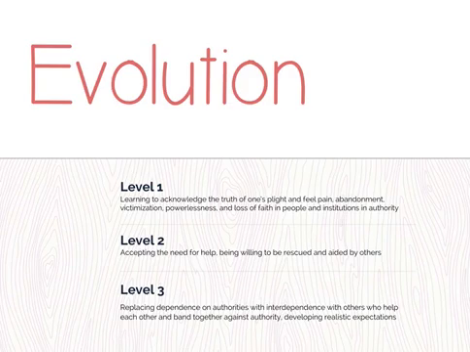But here are the different levels that she presents. At level 1, and she calls it the everyman archetype, the everyman is learning to acknowledge the truth of one's pain, abandonment, victimness, powerlessness, loss of faith in people, in institutions, or authority. Level 2 is accepting the need for help, being willing to be rescued and aided by others. And then level 3 is replacing dependence on authorities with interdependence with others who help each other and band together against authority, developing realistic expectations.